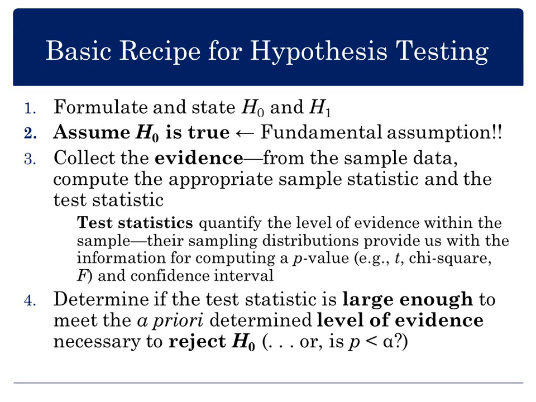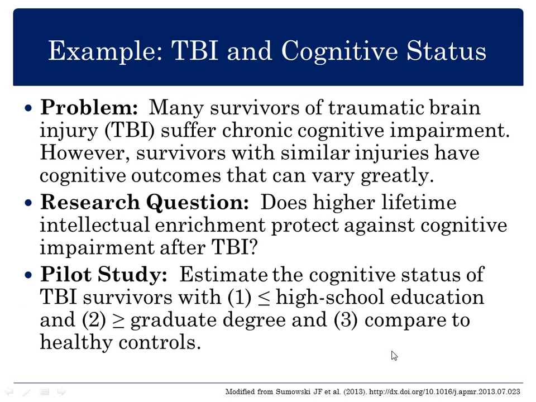We're going to determine if our level of evidence is strong enough against our null hypothesis. If it is, then we're going to reject the null hypothesis and conclude in favor of the alternative. But if it's not, then we're going to fail to reject the null hypothesis. The criteria for that is comparing our p-value to our pre-specified value of the type 1 error rate. And we'll talk about that in a moment. So let's go back to our TBI example.